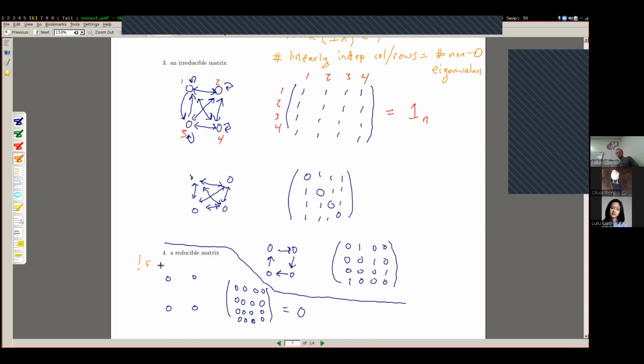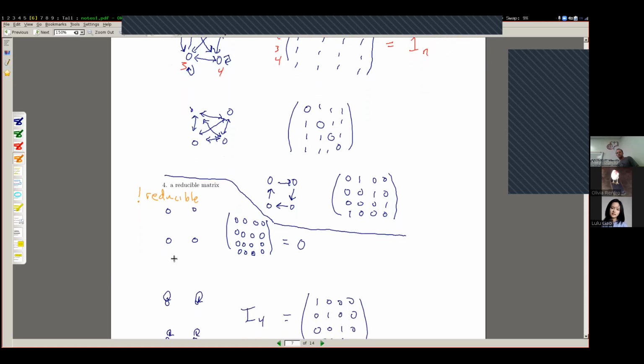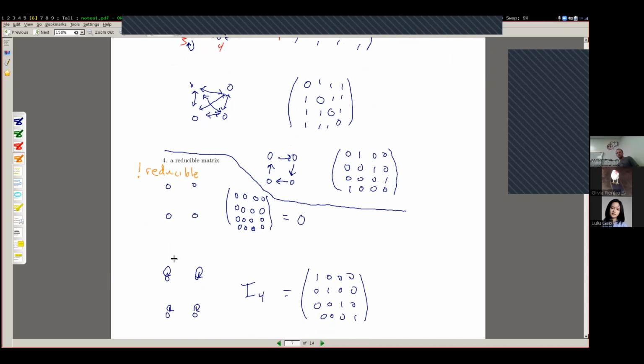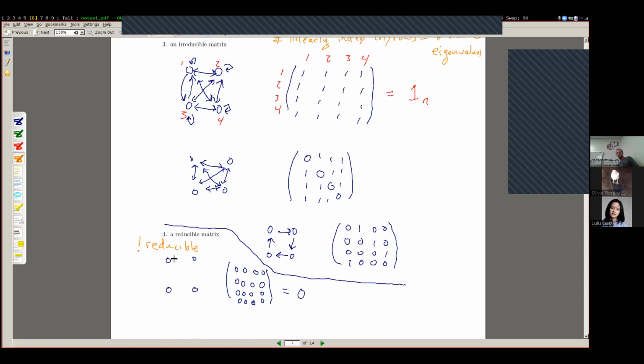And if you're going to plug in what irreducible means, well, irreducible means that no matter which node you're at, you can reach every other node. So reducible means that there exists some node from which you can't reach at least one other node. Yeah, great question.